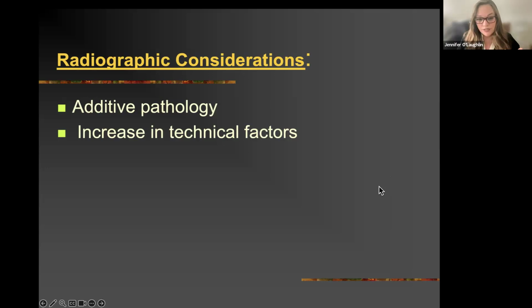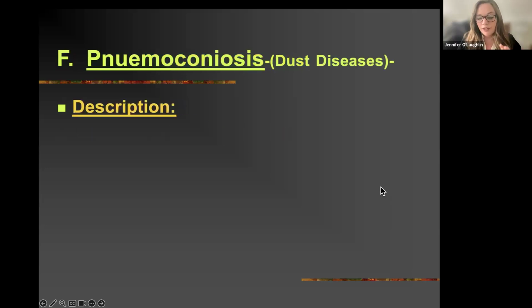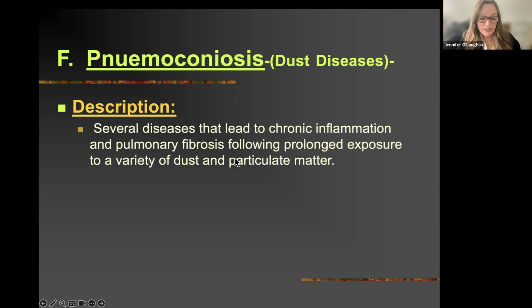Okay, so that's it for all the pathologies that go under COPD. We're still talking about diffuse lung diseases though. So there are more diffuse lung diseases, but no longer part of COPD. The next class is called the pneumoconiosis. These are also called the dust diseases. What that tells you is these are going to be diseases that happen as a result of inhaling some kind of particulate material. And what that material is depends on what type of dust disease you will get.